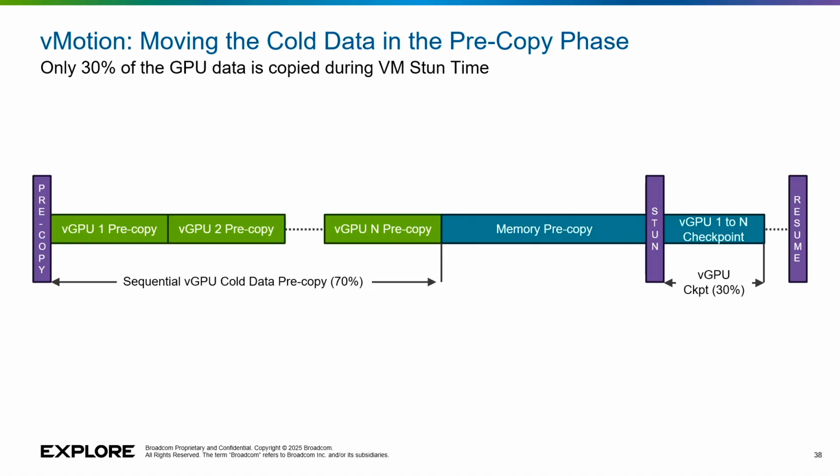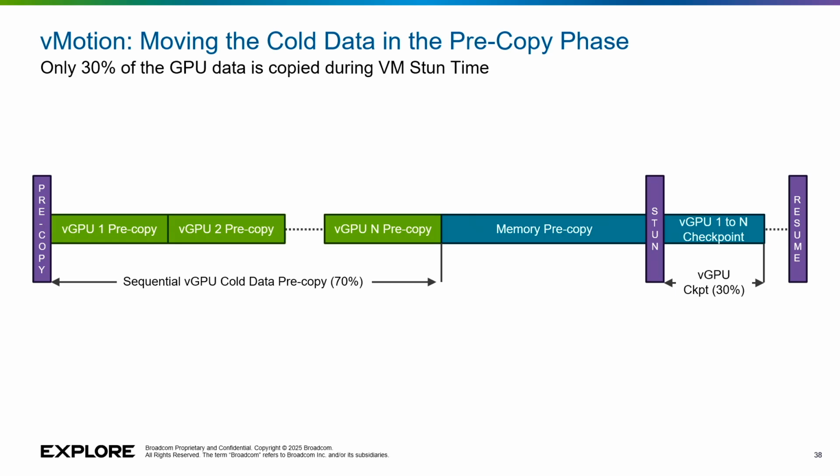Between the left-hand vertical bar there, far left, and the vertical bar that says stun, a lot of data is being copied from the source machine of a vMotion to the target machine of a vMotion. All of the memory that we've described in the VM itself, the CPU memory, and all of the memory that makes up an 80 gigabyte GPU must now be copied from source to destination. And in previous versions of VCF or vSphere, all of that copying was done during stun time.